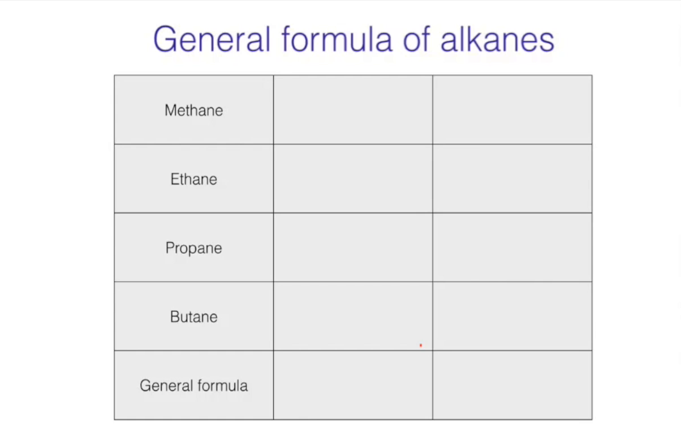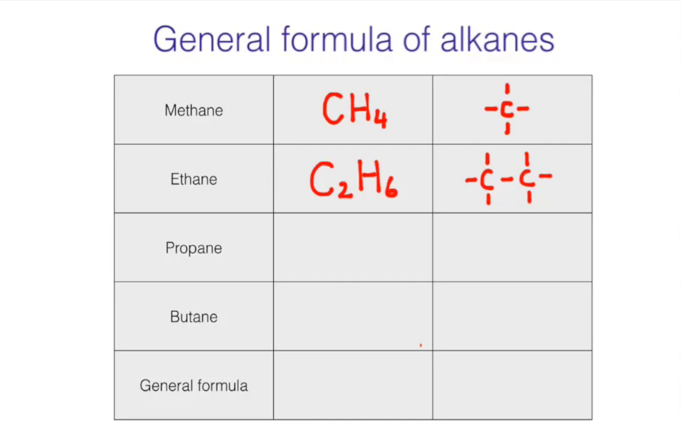Right, let's consider the general formula for alkanes. I'm going to put a little table in here with the first 4, methane through to butane, and then we'll see if we can work out the general formula. Let's start with methane. It's got 1 carbon and 4 hydrogens, and so CH4 is its formula. Ethane has got 2 carbons, so C2, and then if we put in the hydrogens we'll see that there's 6, so C2H6. Propane, 3 carbons, and if we count up the hydrogens, we'll see there are 8 of those, so C3H8.